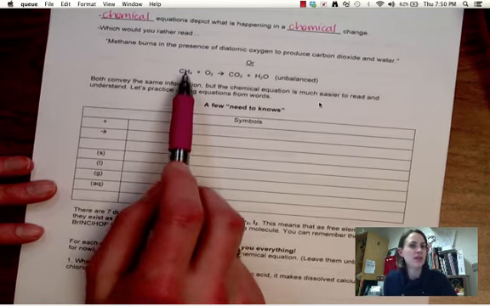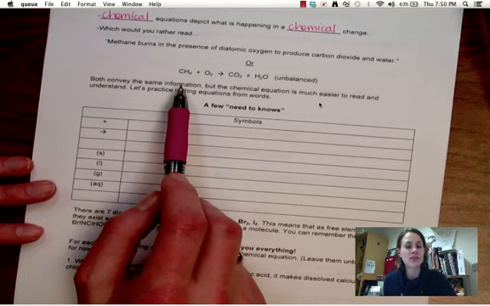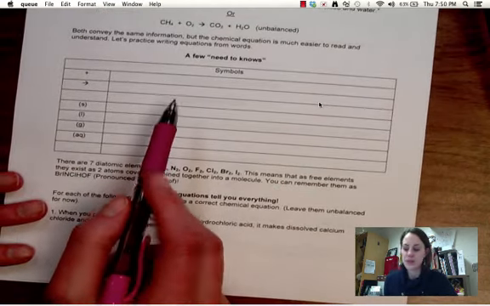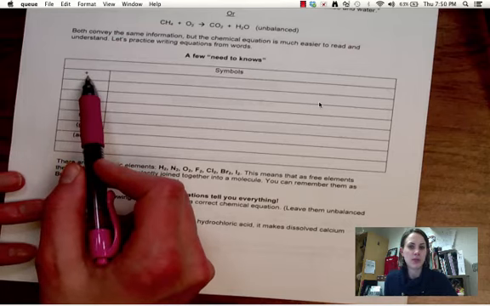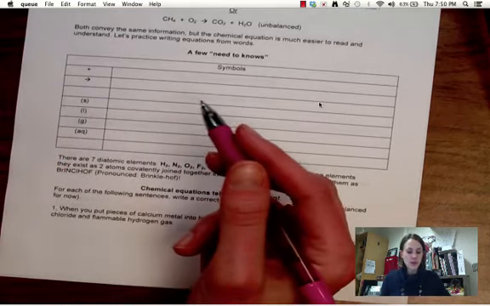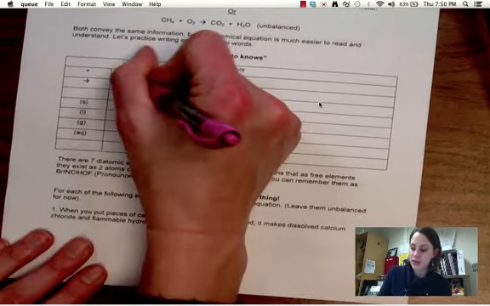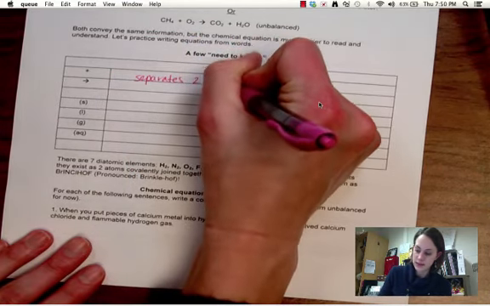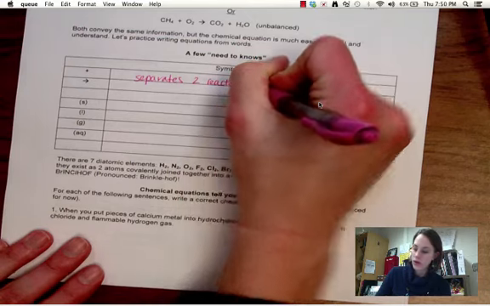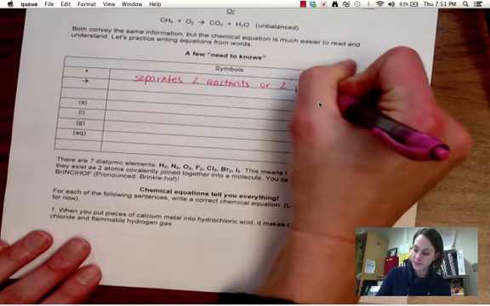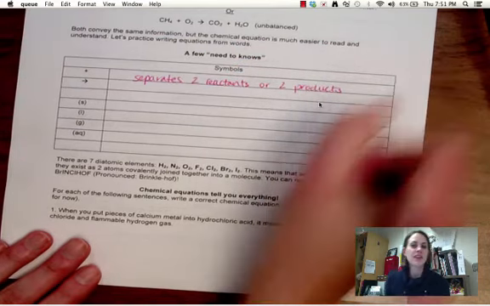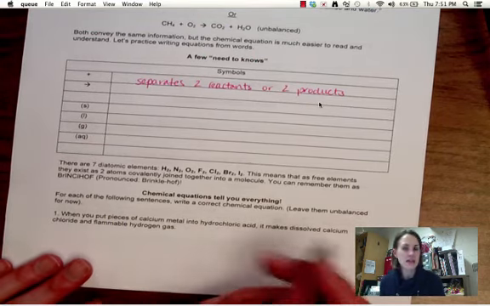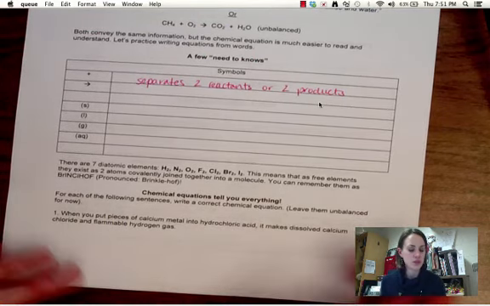And we're going to practice writing those equations from words first. So to do that, we need to know a few symbols. And the first symbol is a plus sign. This symbol separates two reactants or two products. It's kind of like the "and" that we use in math, or like they're being added together, or I'm just separating the two.